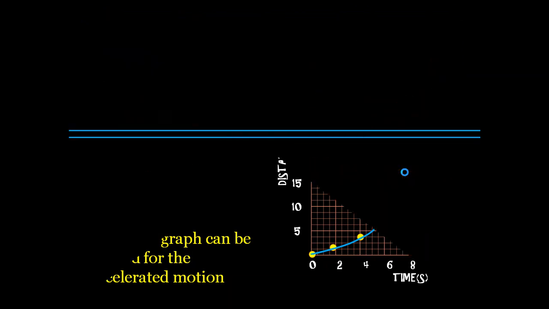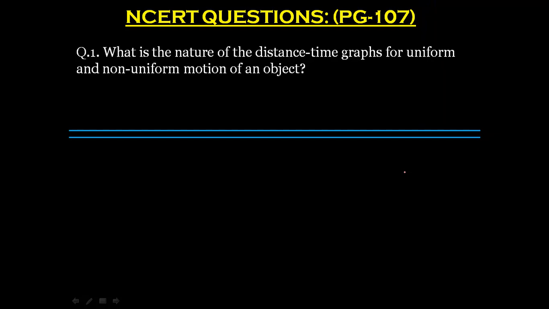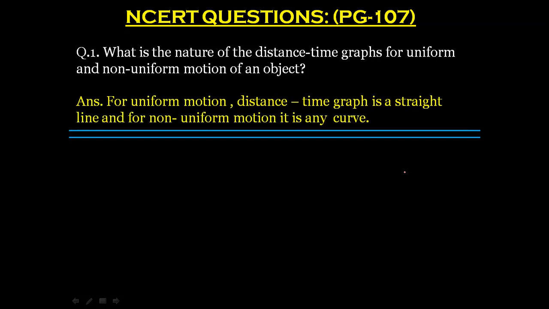Okay. Now let's discuss some NCERT questions related to this topic, which are on page number 107 in your book. Now first question. What is the nature of distance time graph for uniform and non-uniform motion of an object? यूनिफॉर्म और नॉन यूनिफॉर्म ऑब्जेक्ट के लिए डिस्टेंस टाइम ग्राफ कैसे होते हैं? फॉर यूनिफॉर्म मोशन डिस्टेंस टाइम ग्राफ इज अ स्ट्रेट लाइन. हमने देखा था यूनिफॉर्म मोशन के लिए डिस्टेंस टाइम ग्राफ क्या होता है, स्ट्रेट लाइन होती है. एंड नॉन यूनिफॉर्म मोशन के लिए इट इज एनी कर्व.